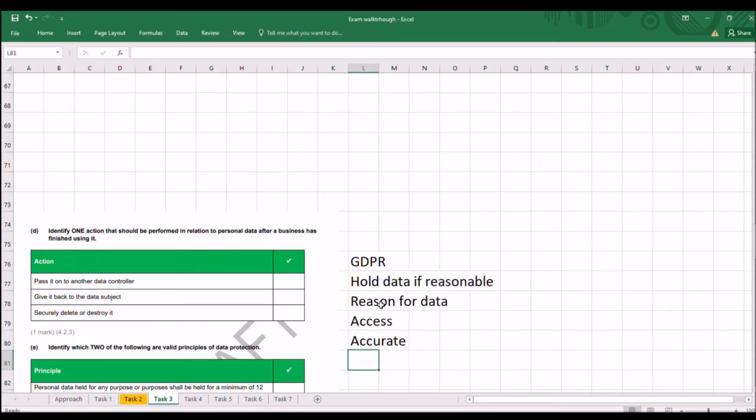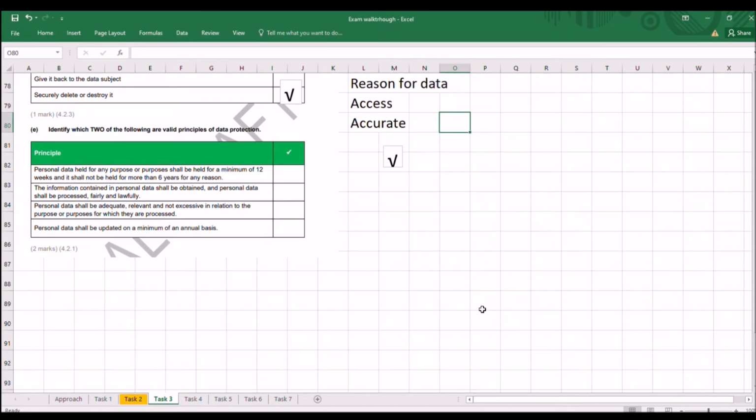So we've finished using it, so it's no longer relevant for us to hold it. We've no longer got a legitimate interest in holding this data. So pass it on to somebody else? No, that's like selling all your details on a mailing list. We're definitely not going for that. Give it back to the data subject? Well, how are we going to do that? It's held electronically. That doesn't make sense at all. Or securely delete and destroy it. Yes, hold it for as long as you can, then destroy it securely, and not just chuck it in the bin outside.